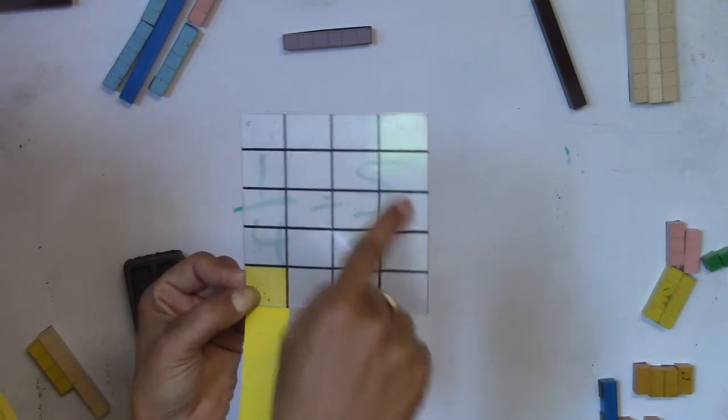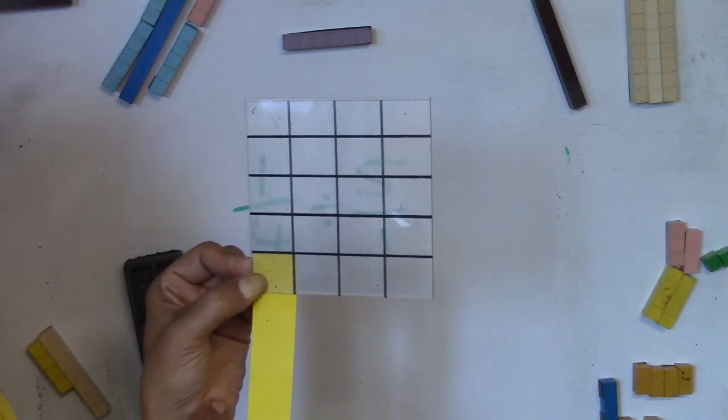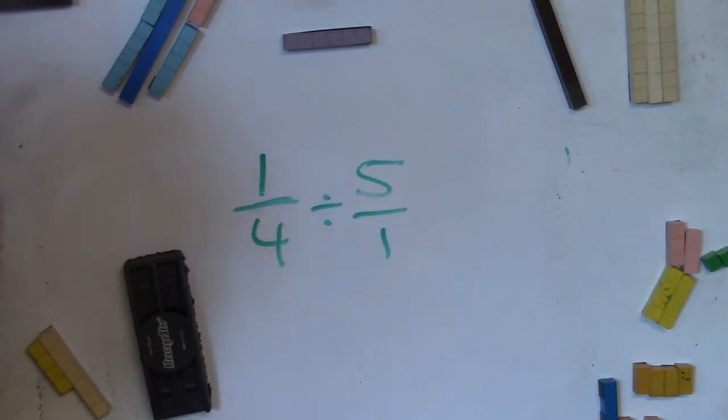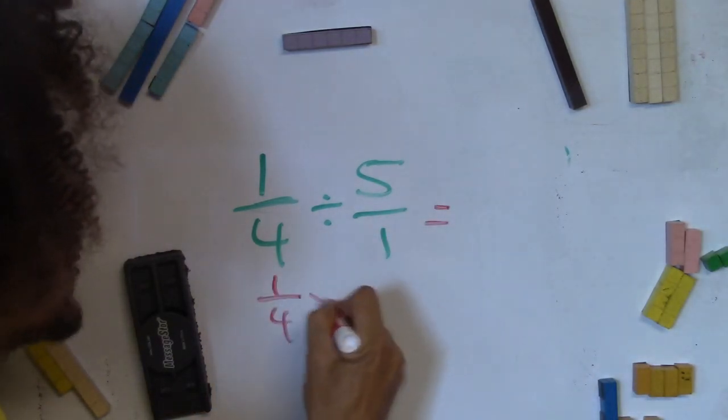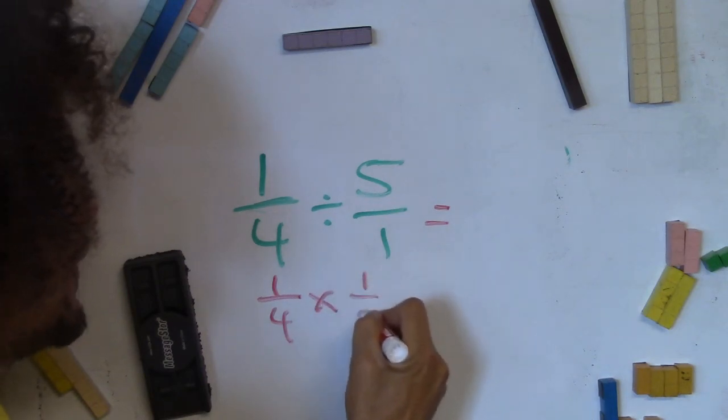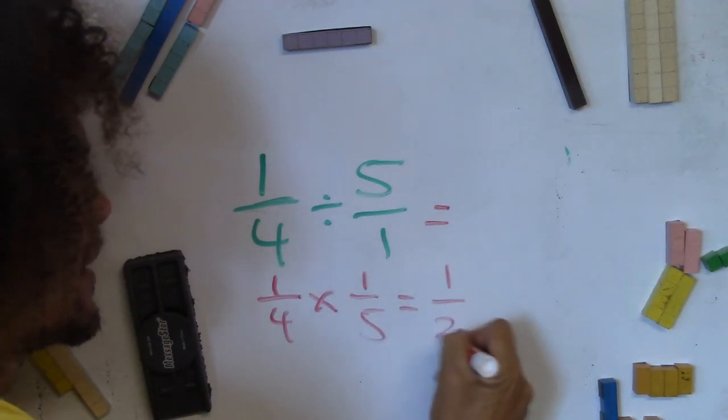Okay. There you go. 1/20. 1/20th. Bingo. Let me write that quickly. So that's going to be the same thing as 1/4 times 1/5, which is 1/20th.